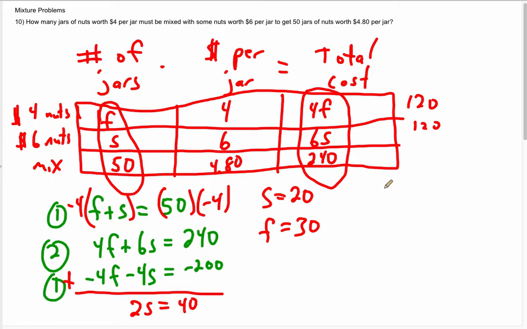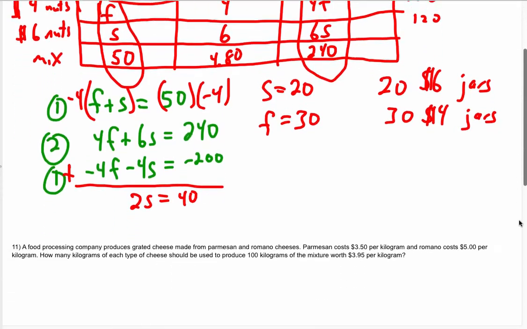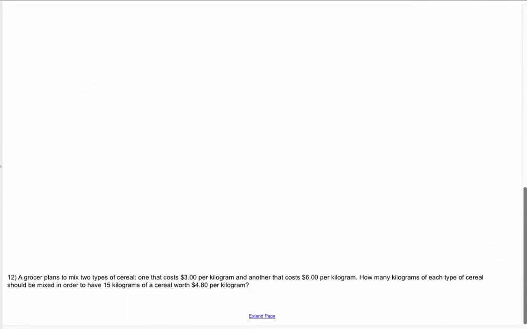Okay, so we need 20 $6 jars, and we need 30 $4 jars. There we go. Success. All right, next problem.